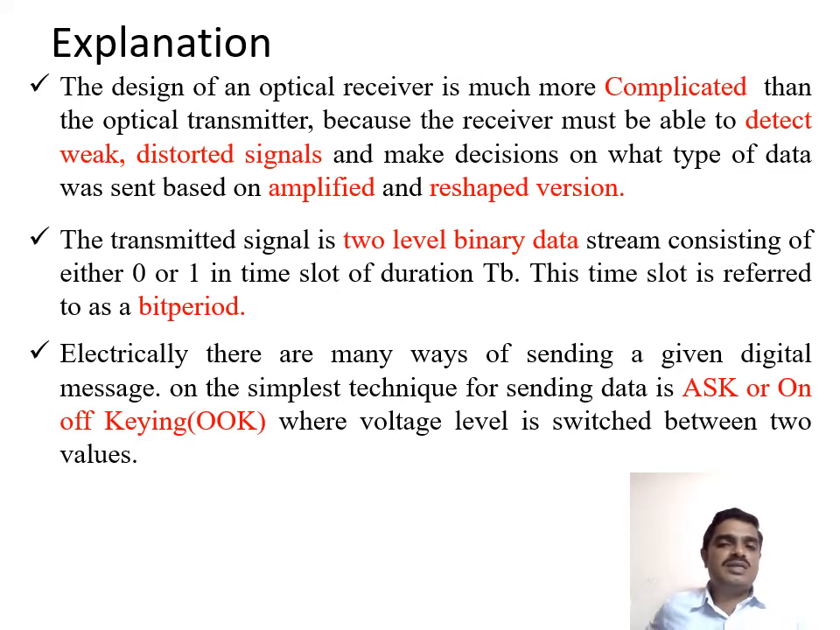The design of an optical receiver is much more complicated than an optical transmitter, because the receiver must be able to detect a weak, distorted signal and make decisions on what type of data was sent based on the amplified and received version. The transmitted signal is a two-level binary data stream consisting of either 0 or 1 in a time slot duration. This time slot represents the bit period. Electrically, there are many ways of sending a given digital message, and the simplest technique for data transmission is amplitude shift keying, or on-off keying, where the voltage level is switched between two values.